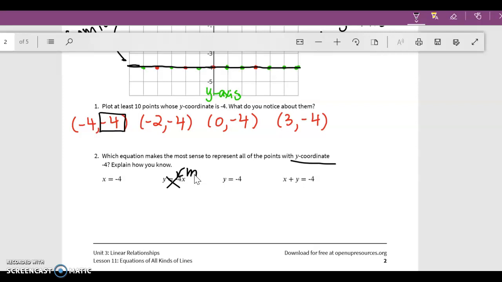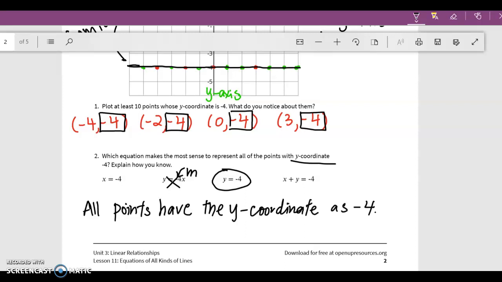The answer, let's see. All my y coordinates are -4. For every single point on this line, my y coordinate is -4, so it will make sense to use y equals -4 to represent the equation. At the same time, we don't have x because we don't have a slope. Slope is 0. We don't need 0 times x is 0, so that's why it's not in the equation. I'm going to go ahead and write down the reasoning right here. All points have the y coordinate as -4.